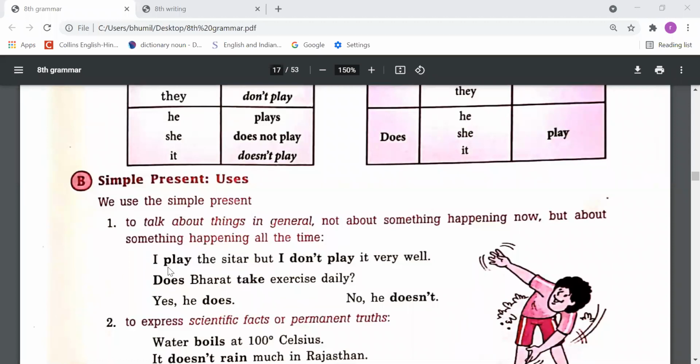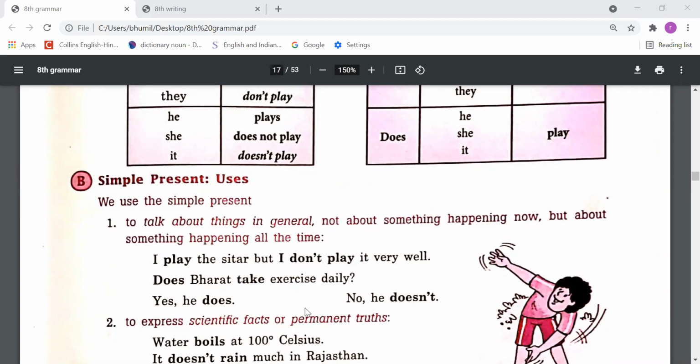Some examples are written here. Let's understand them. I play the sitar, but I don't play it very well. So we are telling about our general action, meaning I do this work of playing the sitar, but I am not able to play it very well. Second sentence, does Bharat take exercise daily? In this, we want to know about the daily routine of Bharat regarding exercise. So this is also a general action. For such types of actions, we should use this tense.